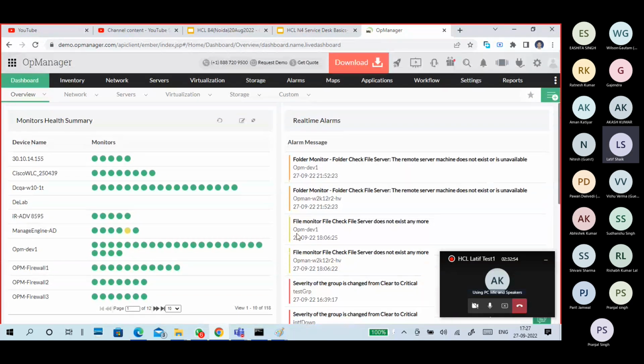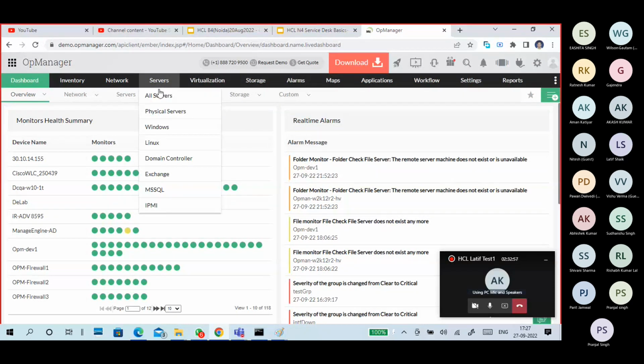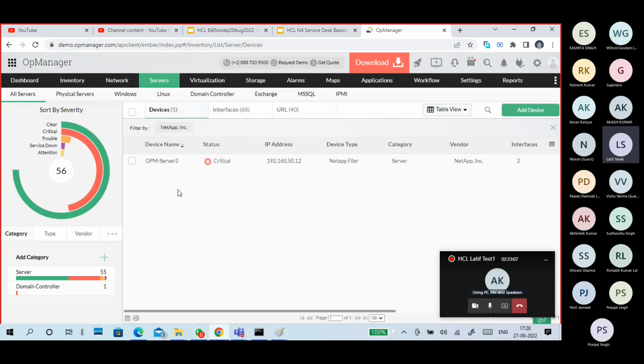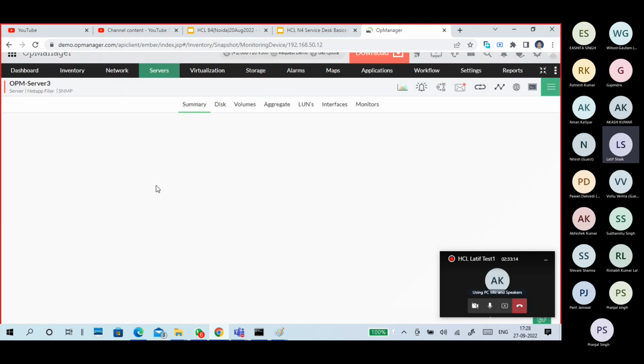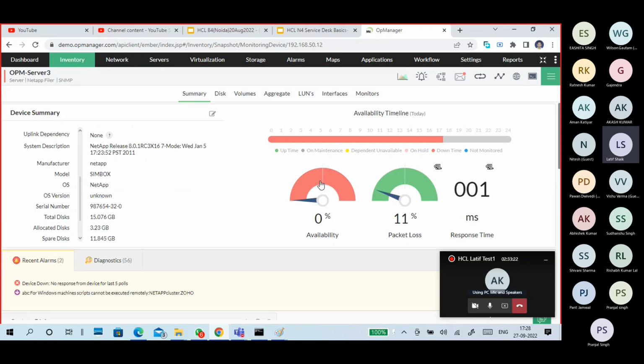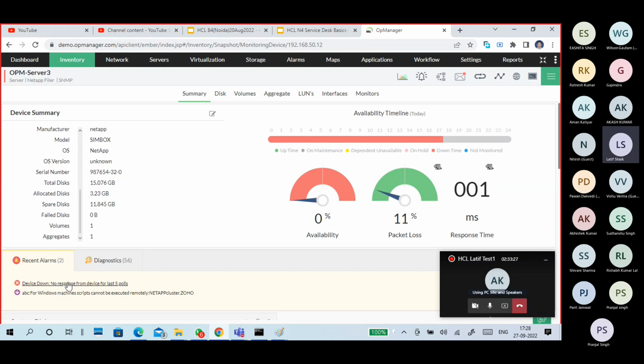Okay, so I want to see all my servers, or all physical servers, or specifically Windows servers, Linux servers, Exchange servers. Out of all servers, this one has a critical situation. Okay, you can open the server. It will give the server details. If you want to do anything from here, you can try. Availability zero, availability packet loss means the device is down. So you have to go and fix it.